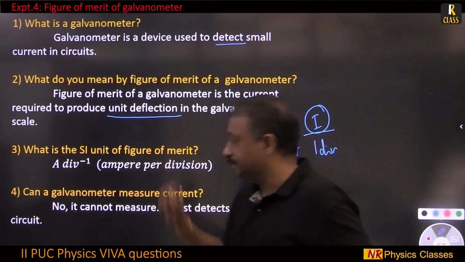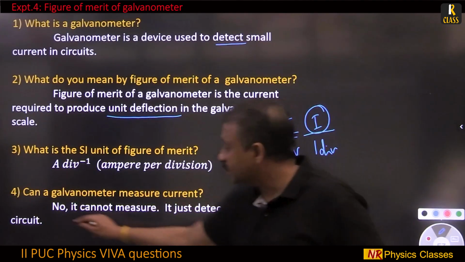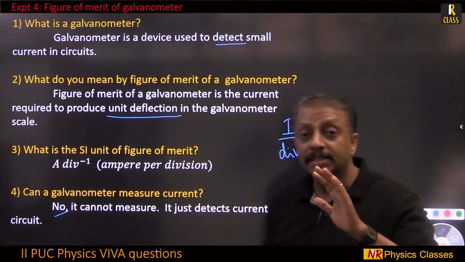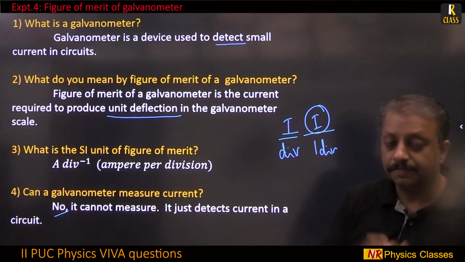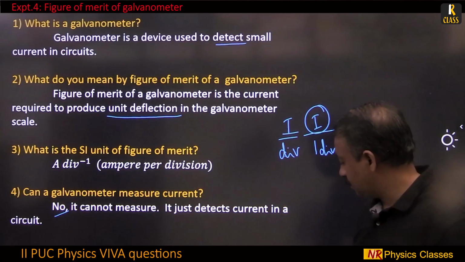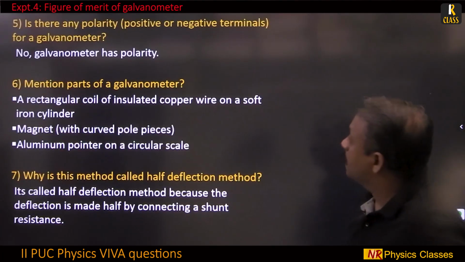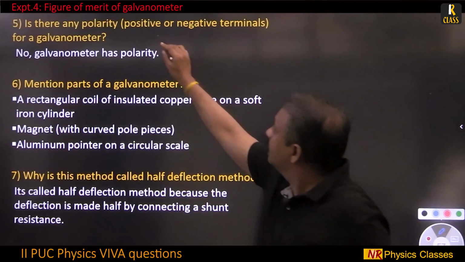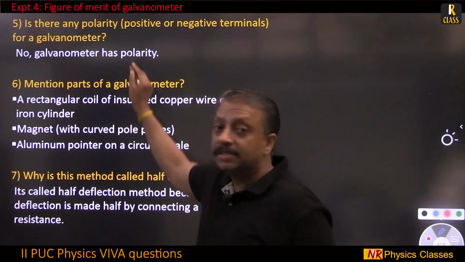Ampere per division. Can a galvanometer measure current? Answer is no. It cannot measure, it can just detect. Galvanometer can detect. That is why there is no polarity for the galvanometer. Is there any polarity, positive or negative? No. Galvanometer has no polarity.